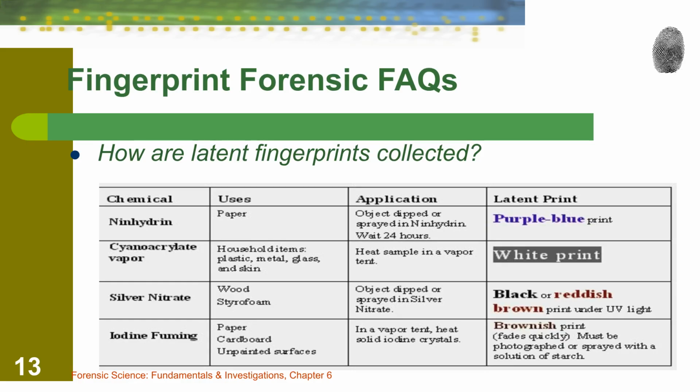For example, ninhydrin is used on paper, turning the print purple-blue after 24 hours. Cyanoacrylate vapor is for non-porous household items, resulting in a white print. Silver nitrate is used on wood or styrofoam, yielding a black or reddish-brown print under UV light. Finally, iodine fuming on paper or cardboard produces a brownish print.